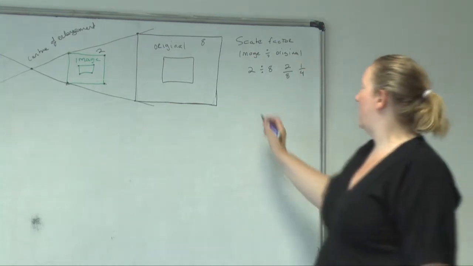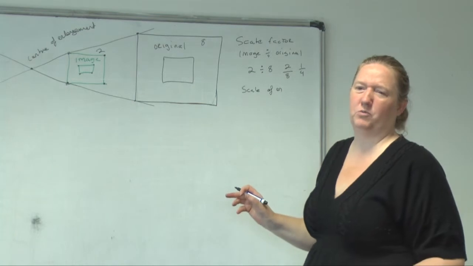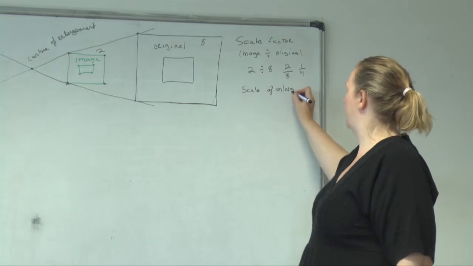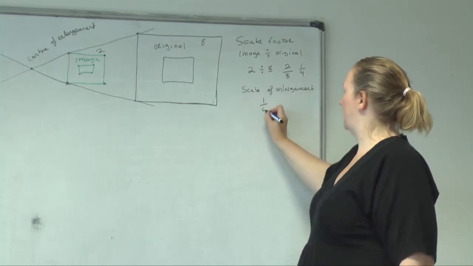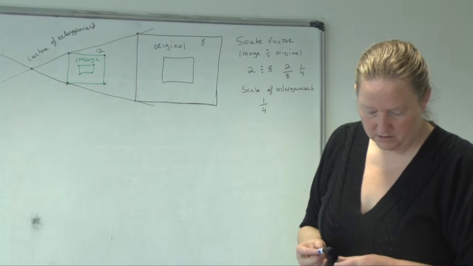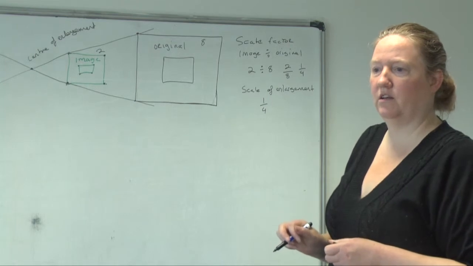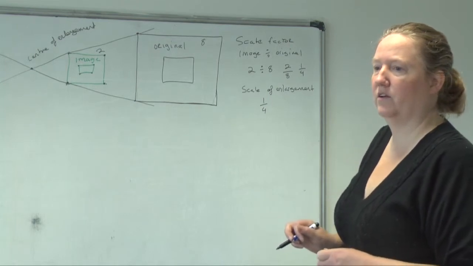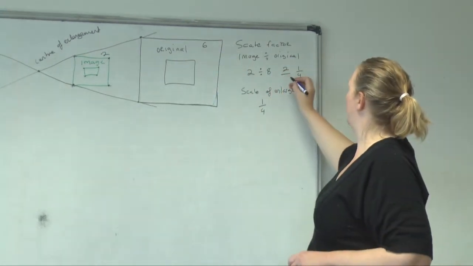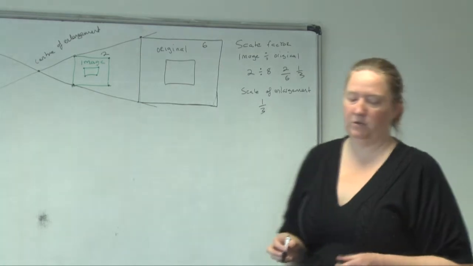So the scale of enlargement, they call it enlargement even though it's smaller, just so you know. Just because they call it enlargement doesn't mean it's bigger. It's a quarter, so that's a quarter of the size of that. Are you sure that was 8 and not 6, the original? Oh no, sorry, it's 6. So it's a third. You just see it wasn't a quarter of the size.